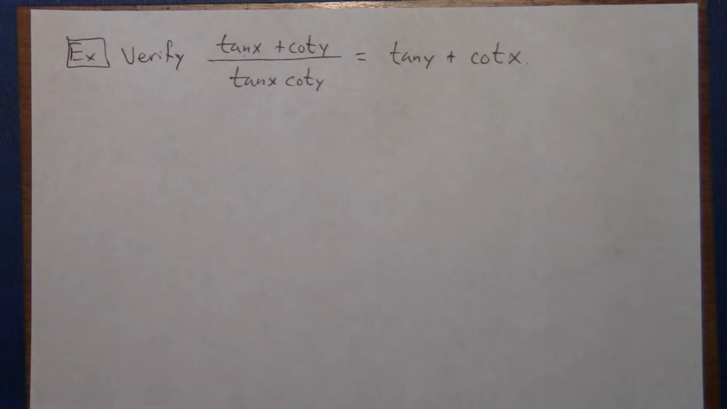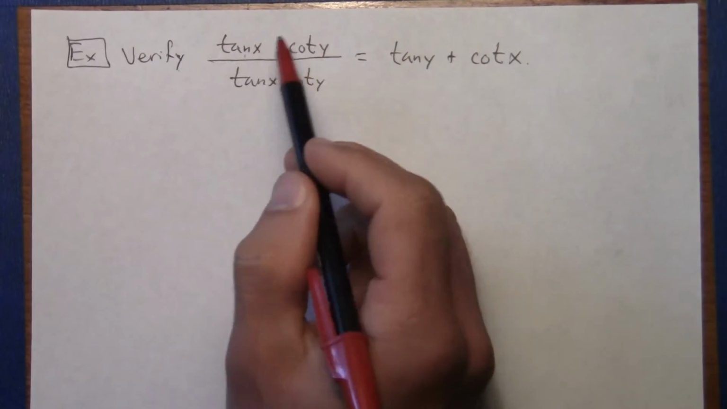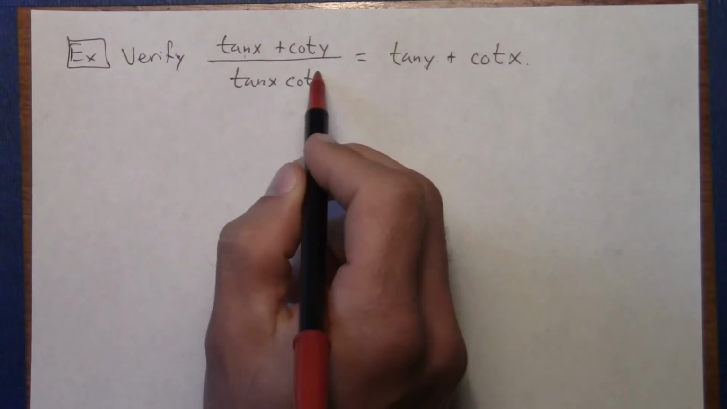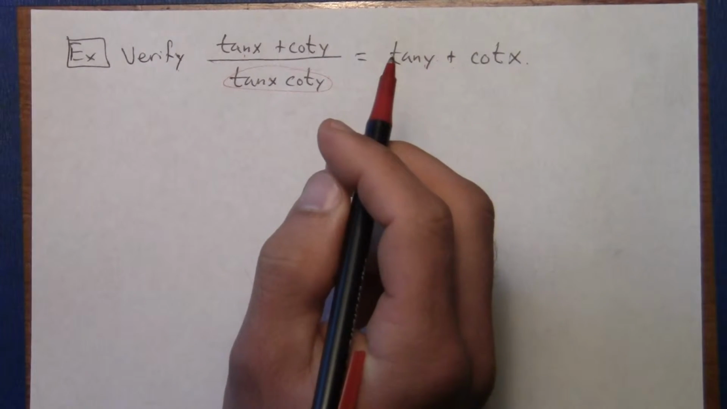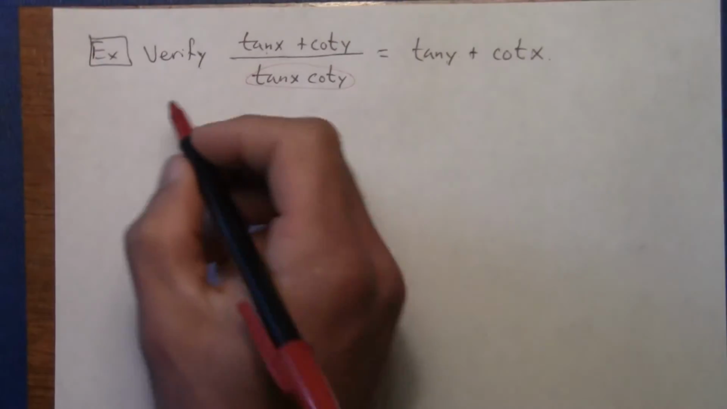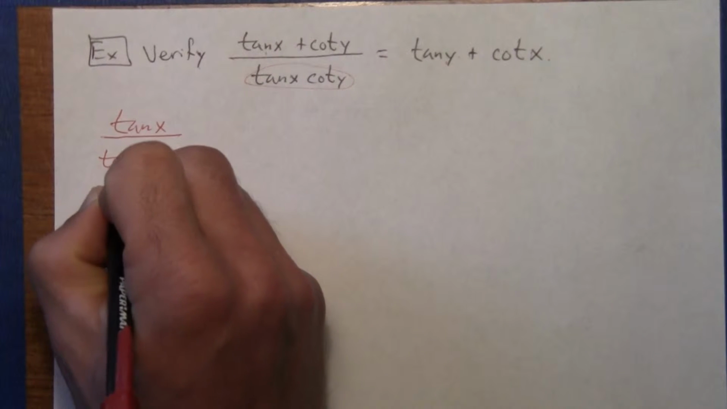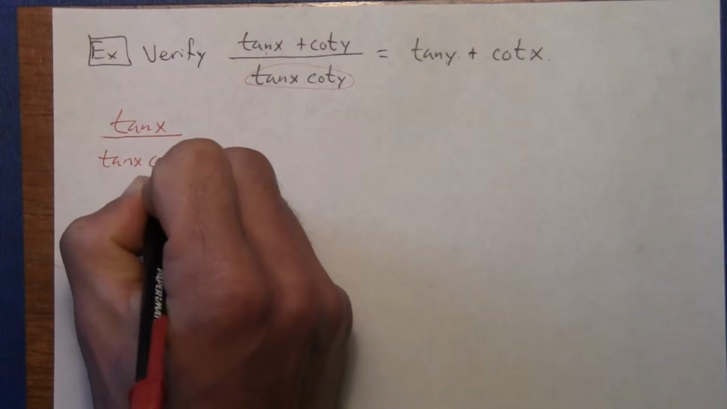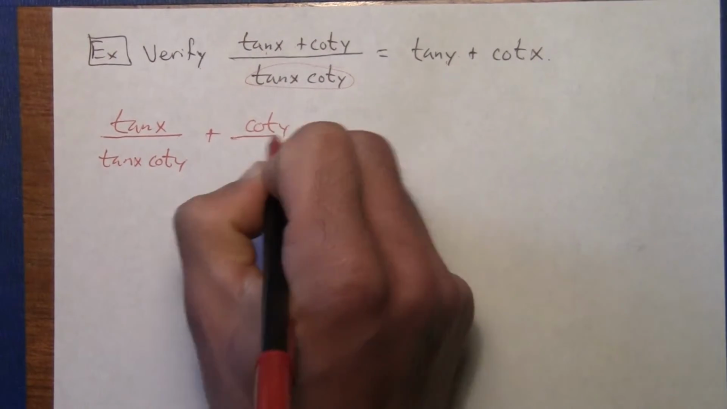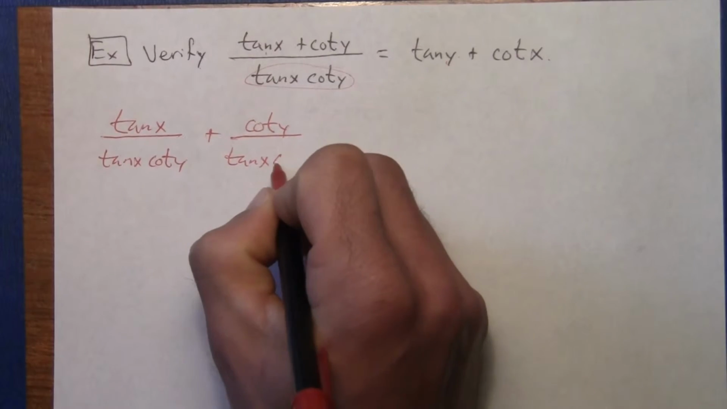The quick little process: I noticed that the numerator has two things, doesn't really matter how many things. Two things up here, two things here, that's good. I noticed the denominator is only one thing. That means I can break the numerator apart. So I'm going to say that this is the tangent of x over tangent x cotangent y plus the cotangent of y divided by tangent x cotangent y.